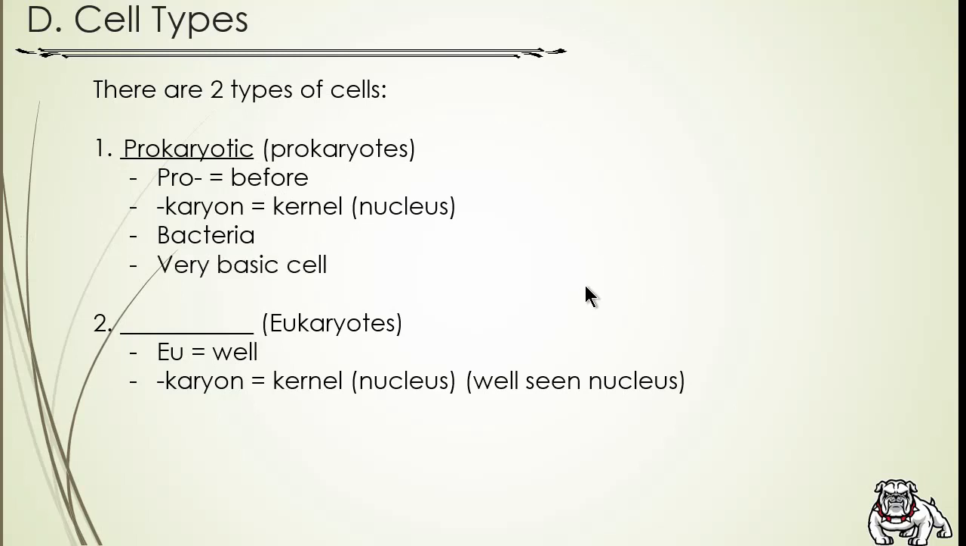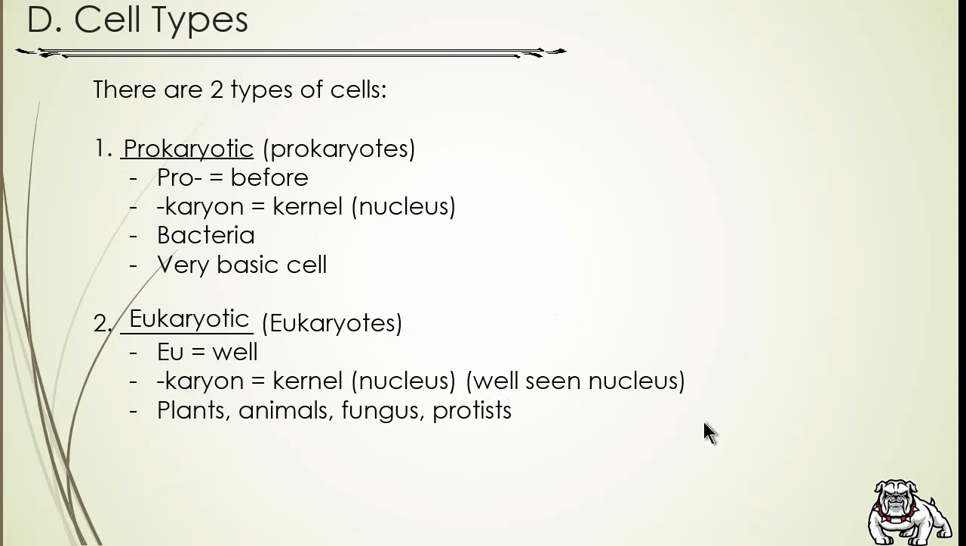And they're just extremely basic cells. Eukaryotic cells, on the other hand, also known as the eukaryotes, where eu means well and karyon still means nucleus, means a well-developed or well-seen nucleus. And you can see that, and you can stain it, and you can check those out.